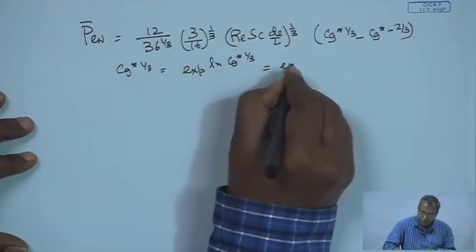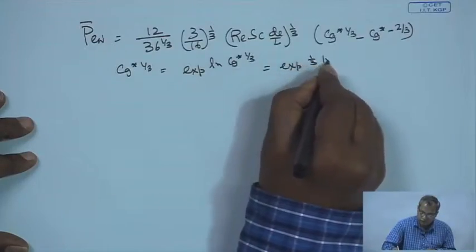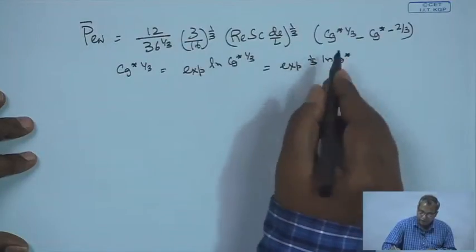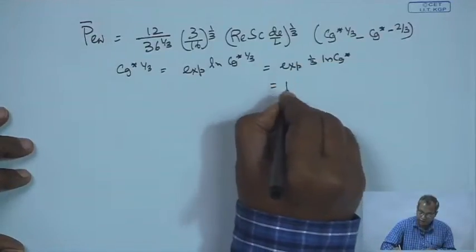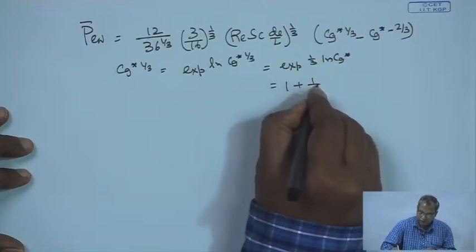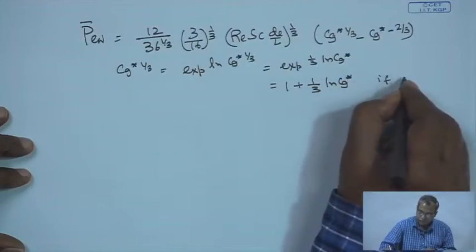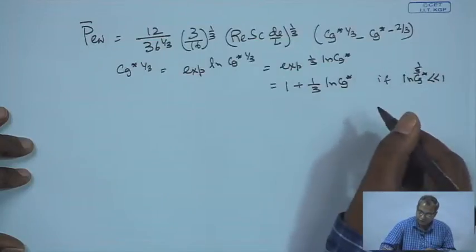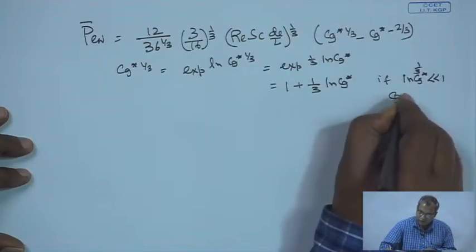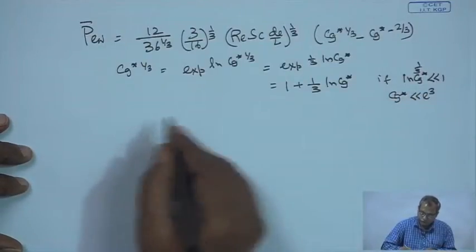So, that gives me exponential 1 by 3 ln c g star, and if this becomes less than 1, then we can have an exponential expansion. So, neglecting the higher order terms, 1/3 ln c g star. If c g star ln c g star to the power 1 upon 3 is much less than 1, that means c g star should be much less than e to the power 3. So, that will be around 20.